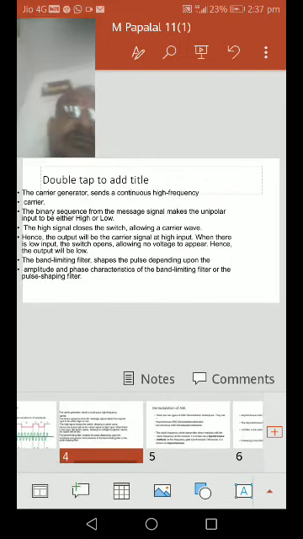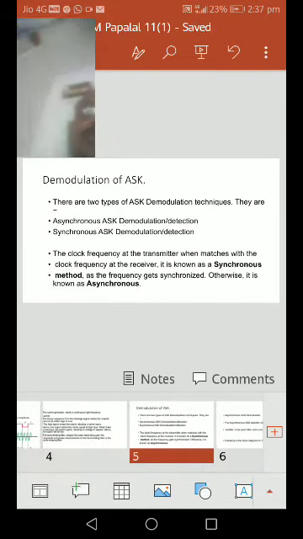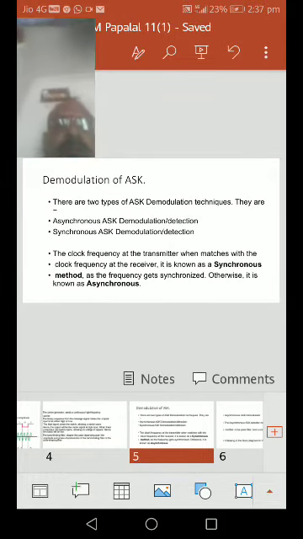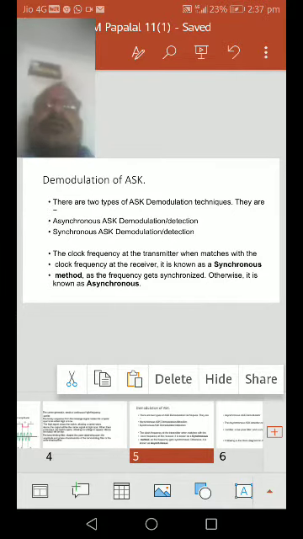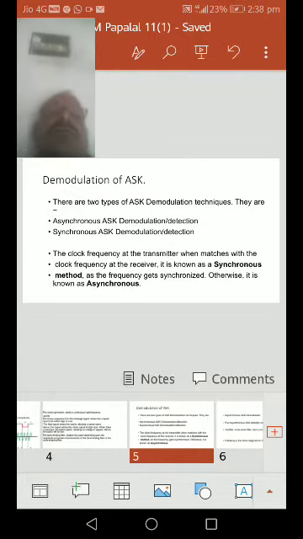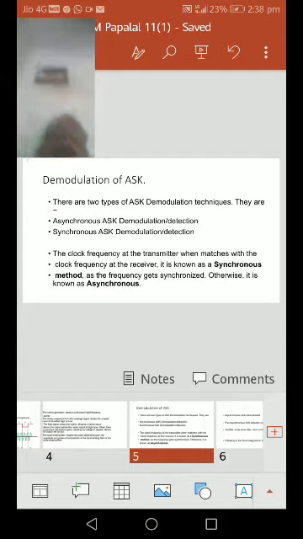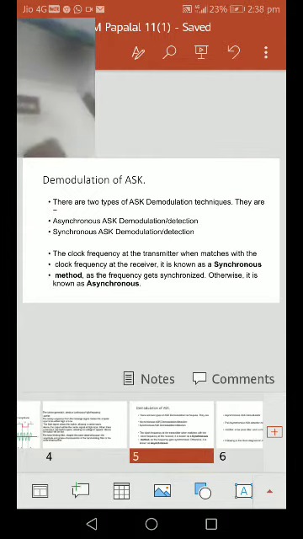Demodulation. There are two types of demodulation: asynchronous ASK demodulation and synchronous ASK demodulation. When the clock frequency of the transmitter matches the clock frequency at the receiver, it is known as the synchronous method, as the frequency gets synchronized; otherwise it is known as asynchronous.